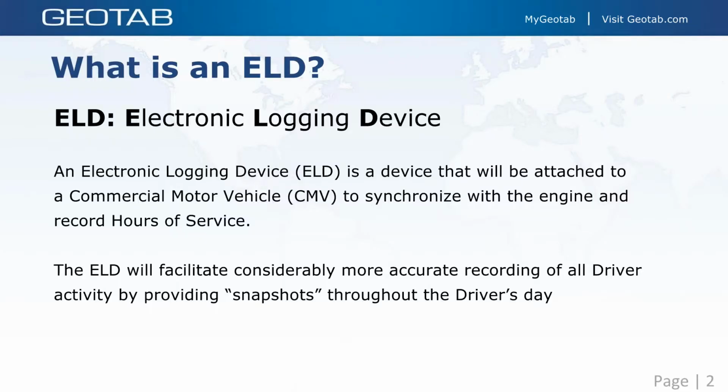So let's start off by defining what an ELD is. I'm sure a lot of you are familiar with it already, but I'm going to say it anyway. ELD stands for Electronic Logging Device. An electronic logging device is a device that's going to be attached to a commercial motor vehicle to synchronize with the engine and record hours of service. The ELD is going to facilitate a lot more accurate readings of the driver's activity by providing something called snapshots throughout the driver's day, and I'll get into what snapshots exactly mean.